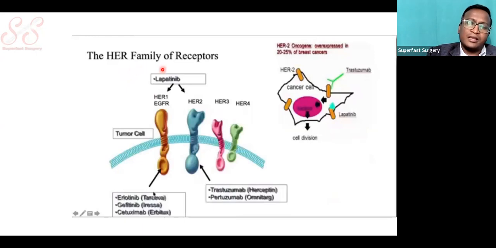Now the HER family of receptors. There are four basically HER receptors, okay: HER1, HER2, HER3, and HER4. HER1 is EGFR, also known as EGFR. Okay, and the drugs that act on it are erlotinib, gefitinib, cetuximab. And HER2, anti-HER2, which we call commonly, the drugs acting on it are trastuzumab and pertuzumab.